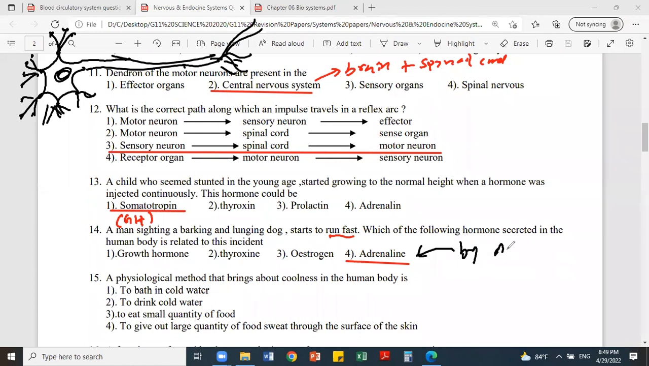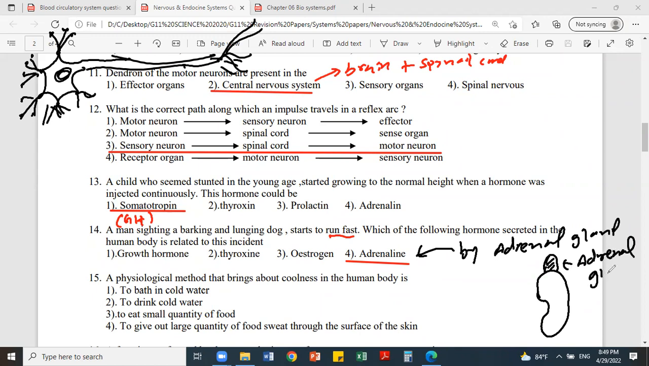By the adrenal gland. Where do we find the adrenal gland? Just above the kidney. The adrenal gland is present just above the right kidney and the left kidney.